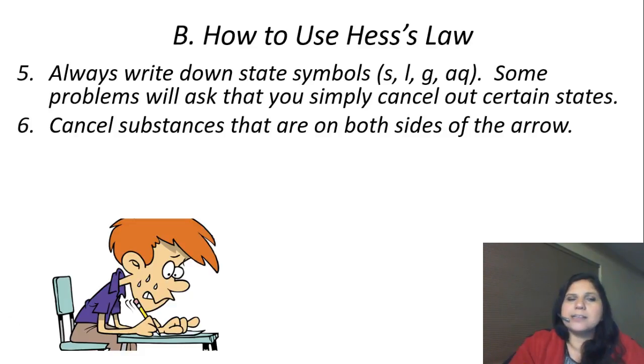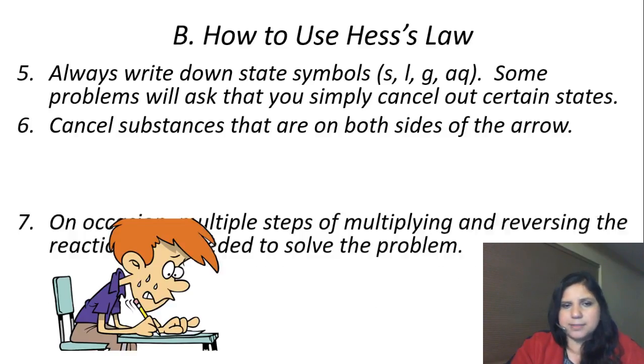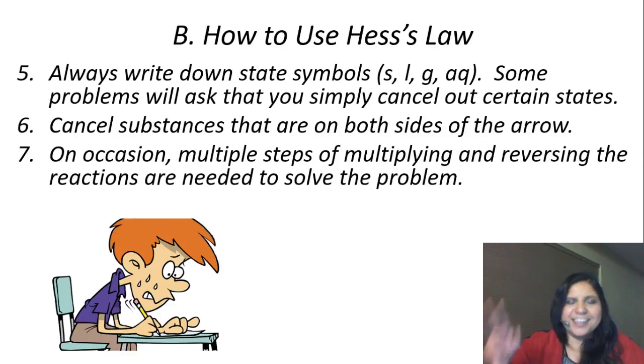You're going to cancel out substances that appear on both sides of the arrow, so where it's a reactant and where it's a product. And the last thing, on occasion, there will be multiple steps that you'll have to do in order to finally solve this problem, this puzzle.